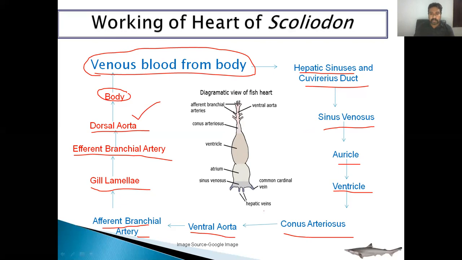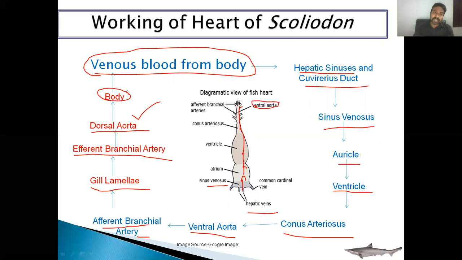So we can understand from this diagram that this is the hepatic sinus, hepatic veins, and the venous blood enters the sinus venosus, then the auricle, from auricle to the ventricle, from ventricle to the conus arteriosus, and then it enters the ventral aorta, and from the ventral aorta it goes to the gills for the purpose of aeration, oxygenation. The blood collected from the gills is oxygenated blood. It is collected by the efferent branchial artery, and then goes to the dorsal aorta, the largest artery situated on the dorsal side of the body, and now it is supplied to the body. Oxygenated blood is supplied to the body.